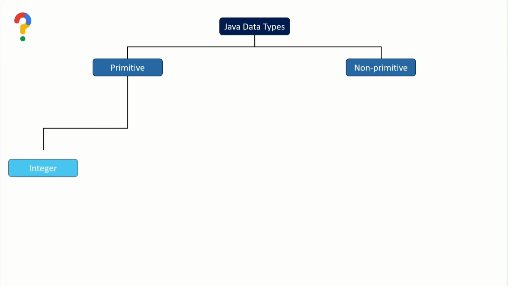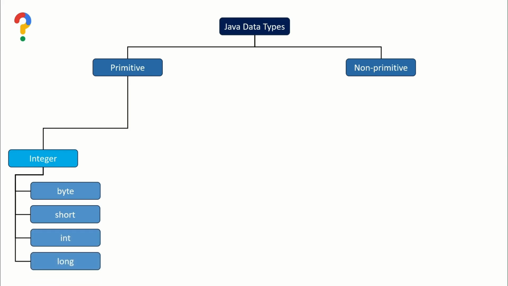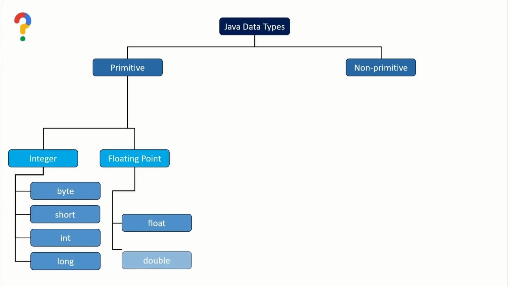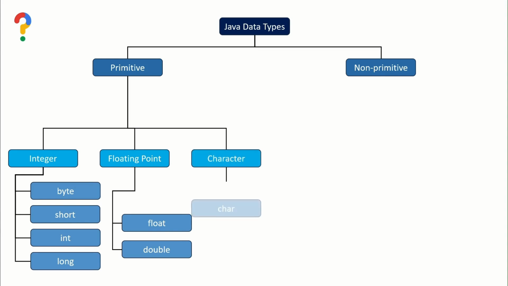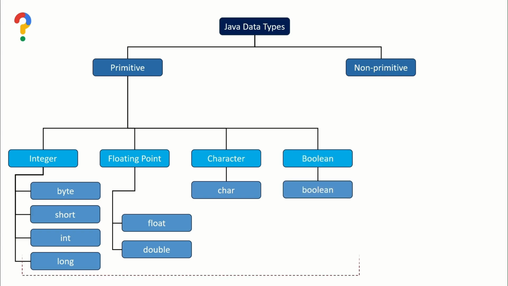Integer types, these are byte, short, int, and long. Then floating point types, these are float and double. Then character type, that is char, and boolean type, that is boolean. These 8 are the primitive data types.